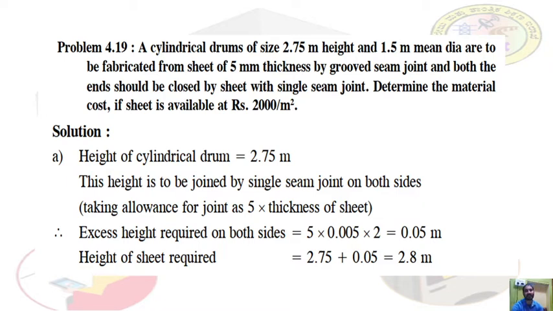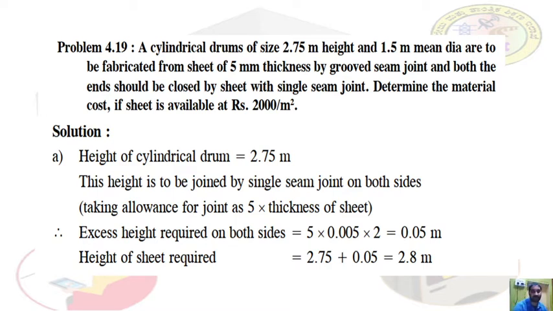So here the sheet is available by area. For 1 meter square area, the sheet cost is 2000 rupees. You need to find out how much area of sheet is required for your drum. In order to calculate the area of the sheet, we have to take the size of the sheet here. So the height of the cylindrical drum is, you can see, 2.75 meter.